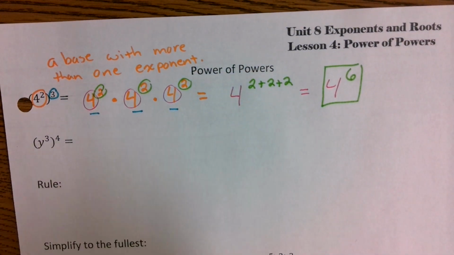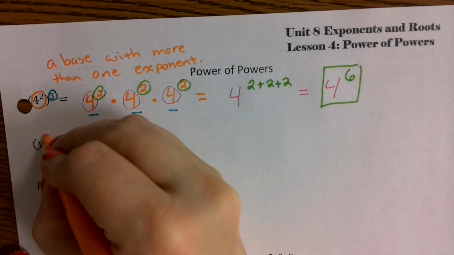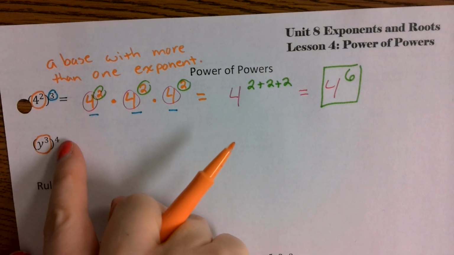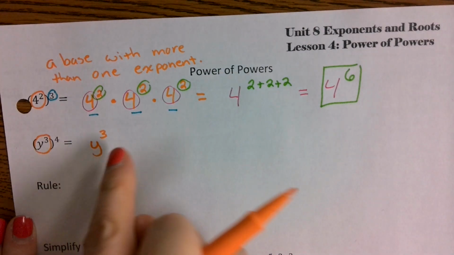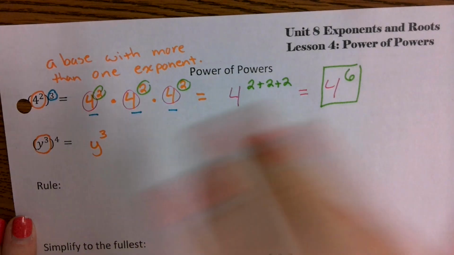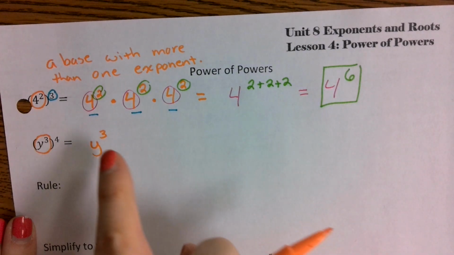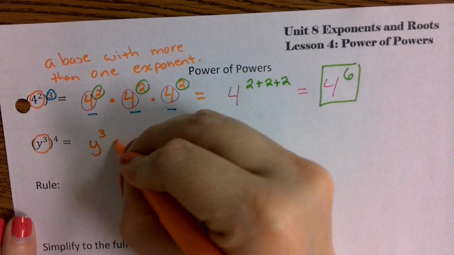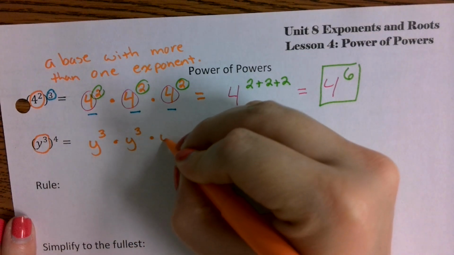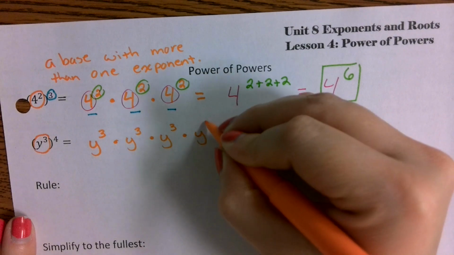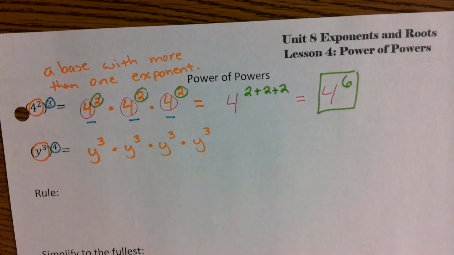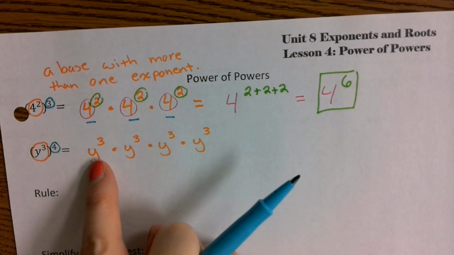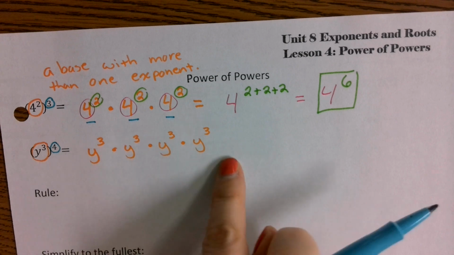Okay, I can show you again with a variable involved. It's the exact same idea, the exact same concept. We have y to the 3rd power that's now being raised to a 4th power. So that means I'm going to take y to the 3rd, and how many times am I going to multiply y to the 3rd? I'm going to do this 4 times. Y to the 3rd times y to the 3rd times y to the 3rd times y to the 3rd. Again, the exponent outside of the power is a 4, so I'm doing this repetitive multiplication 4 times.